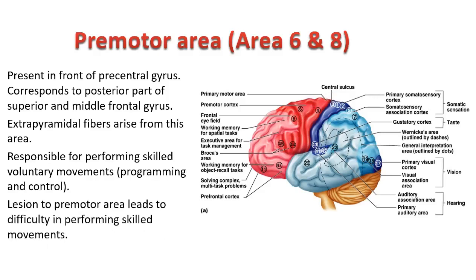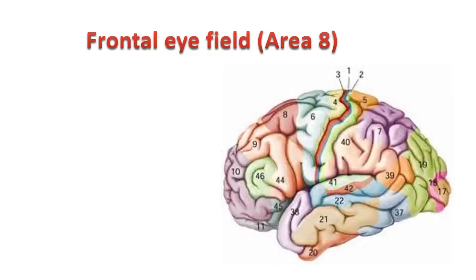With a lesion, you will be able to move your limbs, but you won't be able to do skilled movement, like holding a pen with two or three fingers and writing, or playing a musical instrument, which will not be possible. Okay, so next is the frontal eye field or area 8.